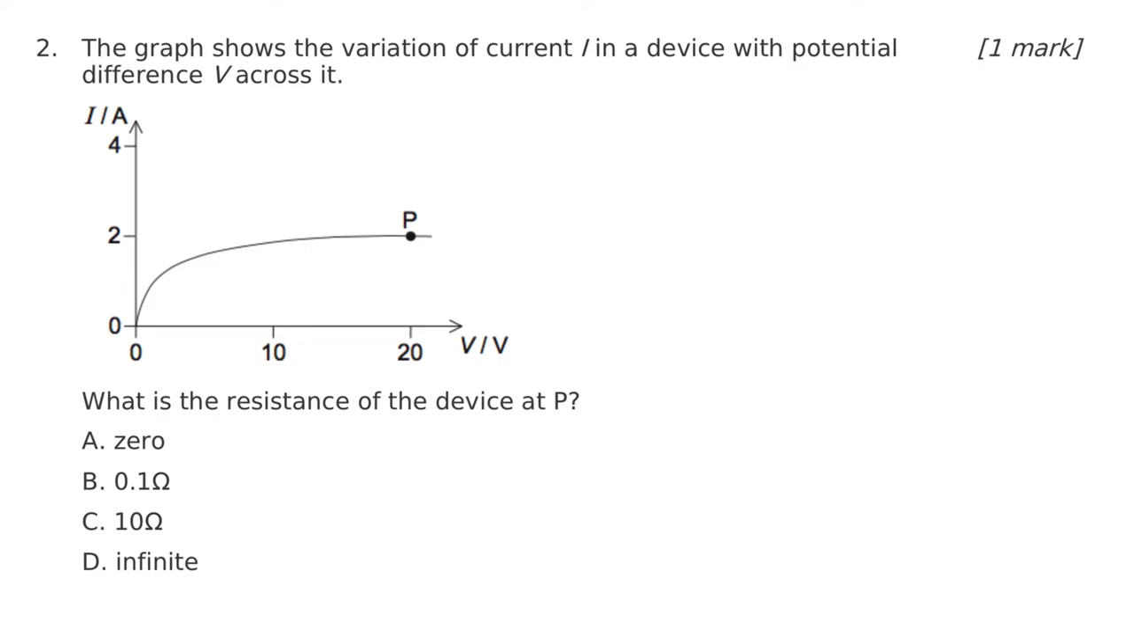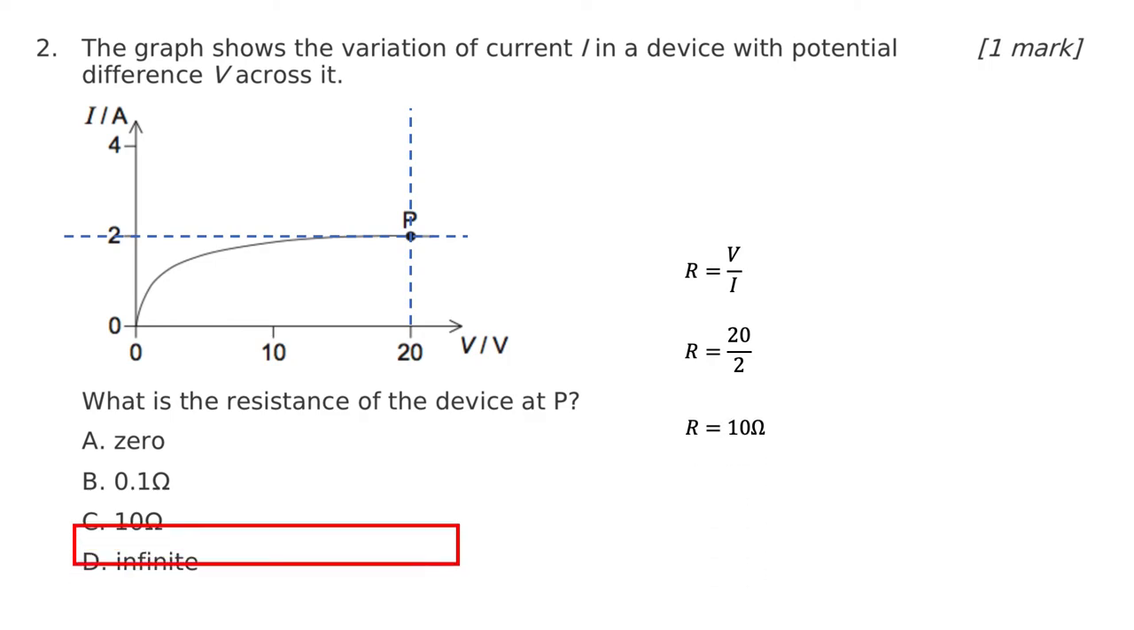We're going to now calculate a resistance. All we have to do here is remember our definition of resistance, which is that R is equal to V over I. And you can see there that I put on my graph a couple of lines that just allow us to identify the values of V and I here. V here is clearly 20, and I is clearly 2. So if I take 20 divided by 2, I get 10, and so the answer here is C.